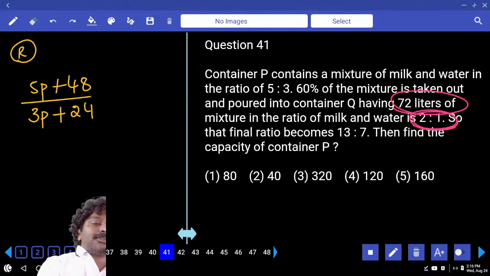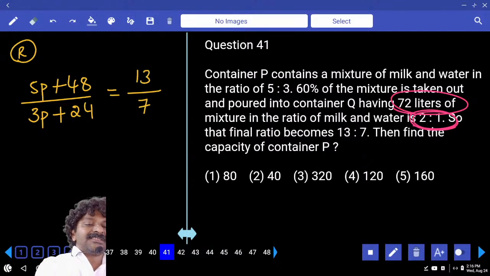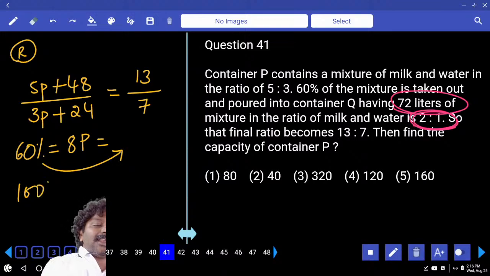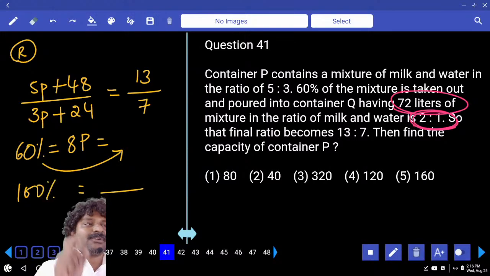After adding both quantities, the final ratio becomes 13:7 only. After getting this, can we calculate 1 part value? After getting 1 part value, can we calculate 8 parts value, which is the remaining quantity, right? What percent is that? 60%. So the 60% value has come. From that we have to calculate how much 100% is.